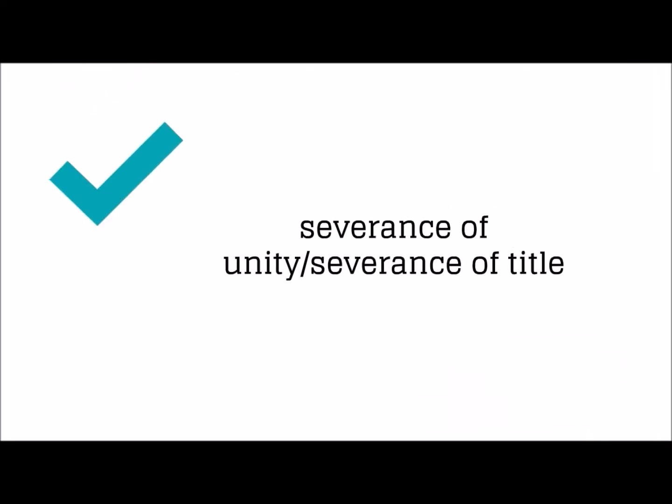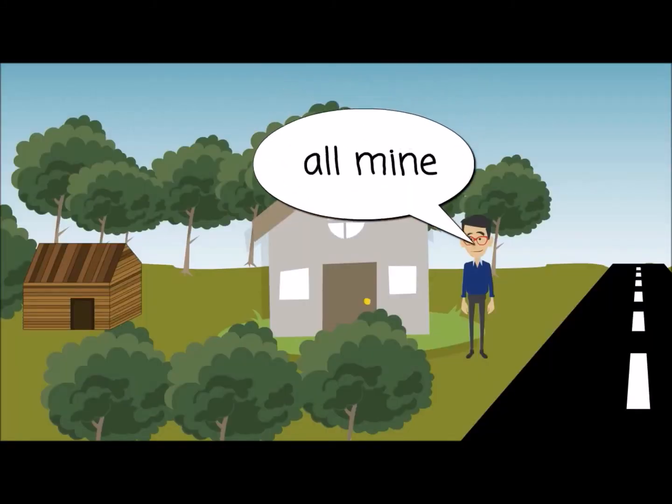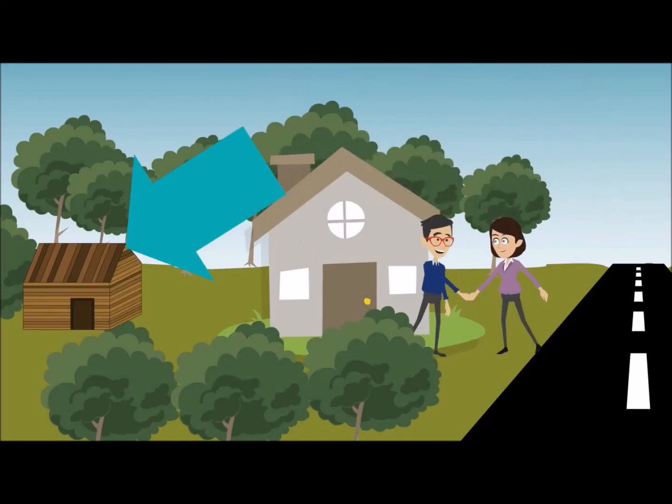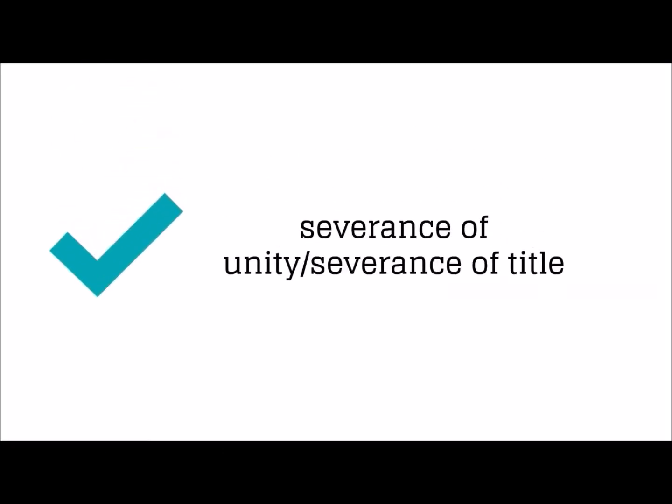Well, remember, the first thing that we need is severance of unity, or severance of title. Now, at the beginning of our story, only Ollie owned the land. Only Ollie had title to the property. But then title to the property was severed. Ellie acquired a portion of the property. That sale was severance of unity, severance of title. That satisfies our first requirement.